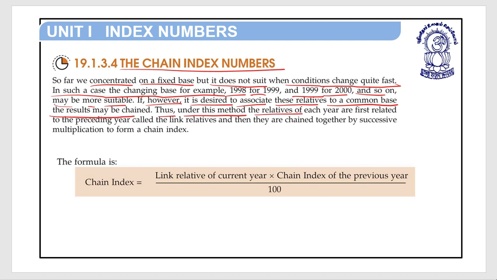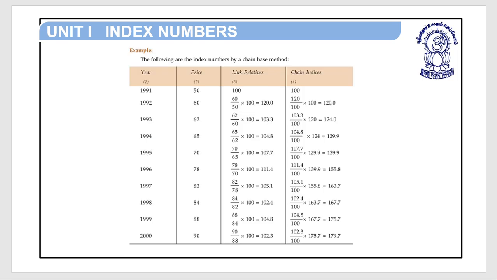Thus, under this method, the relatives of each year are first related to the preceding year, called the link relatives, and then they are chained together by successive multiplication to form a chain index. So the formula is: chain index is equal to link relative of current year into chain index of the previous year, divided by 100.